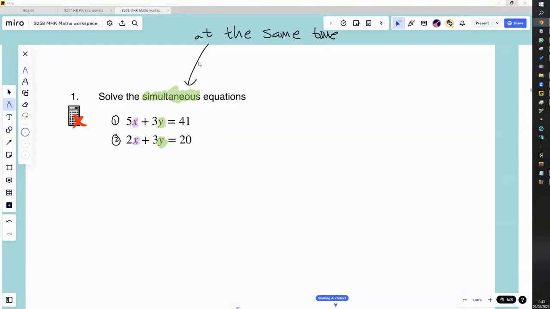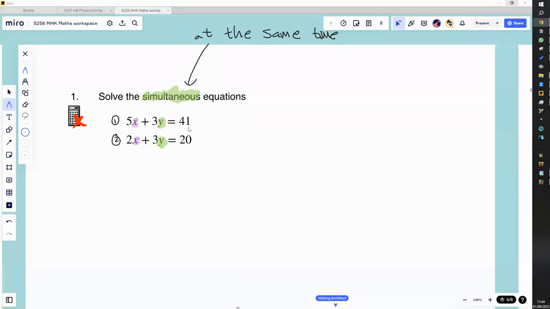Okay, simultaneous just means at the same time. We are going to solve these two equations at the same time. So the way that we're going to do it is we're going to subtract them. The reason why I'm going to subtract one equation from the other is because when I do that, the 3y will cancel out with the 3y. The x's won't cancel out, but the y's will. So we're going to subtract equation 2 from equation 1, because then the 5x take away 2x will be 3x, 41 take away 20 will be 21.